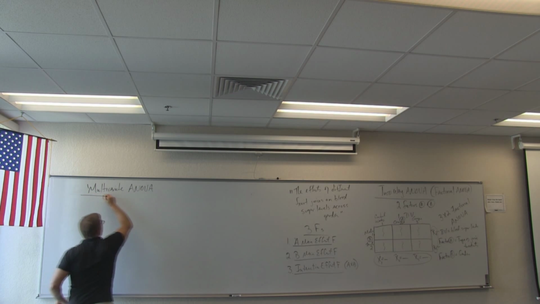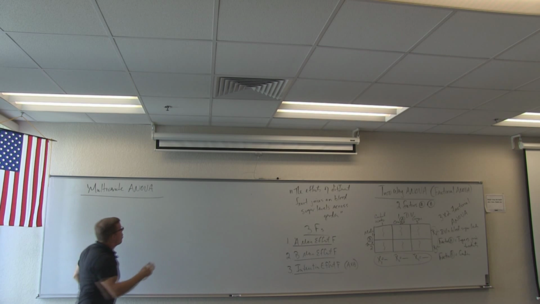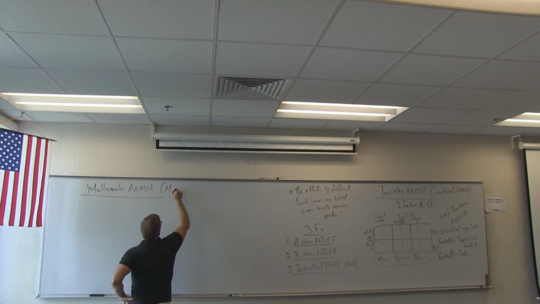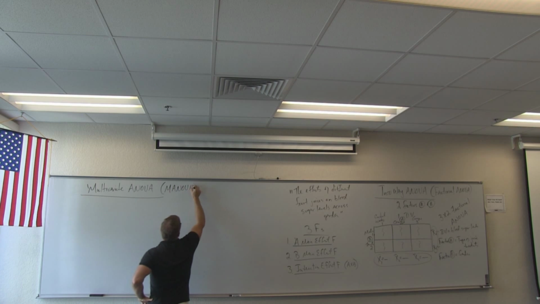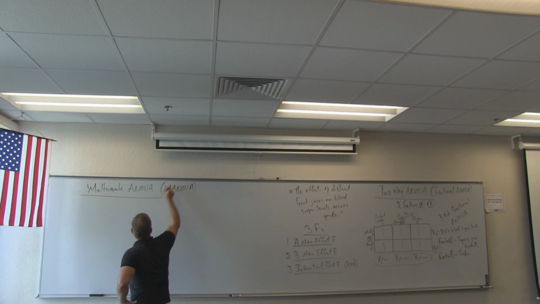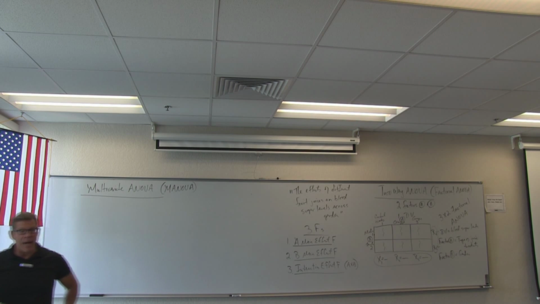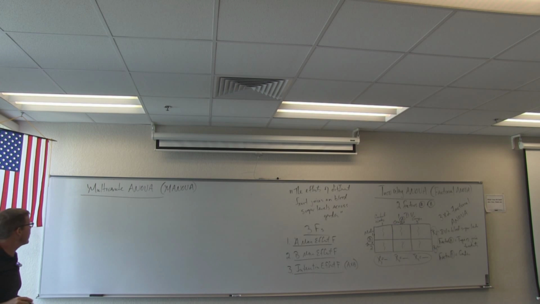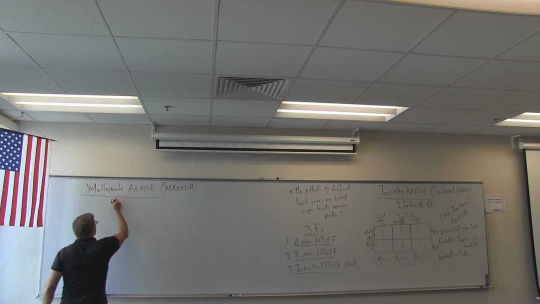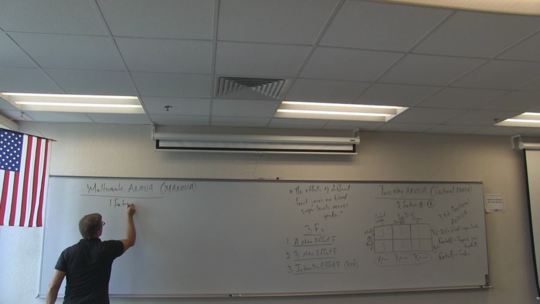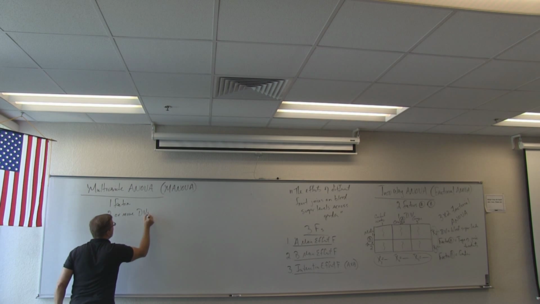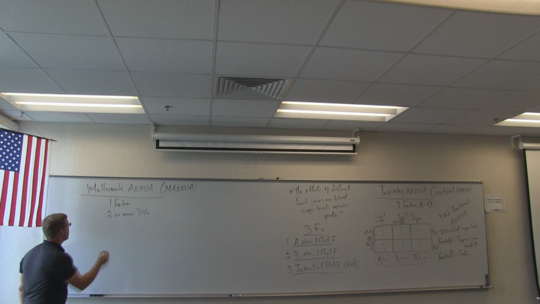The multivariate ANOVA, also called MANOVA. The multivariate analysis of variance. The literature's chock full of it. It's a really interesting, kind of cool type of ANOVA that uses one factor, two or more dependent variables.